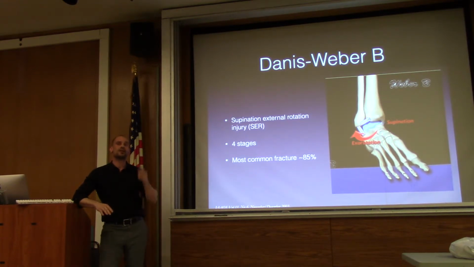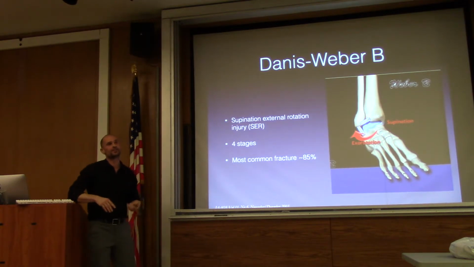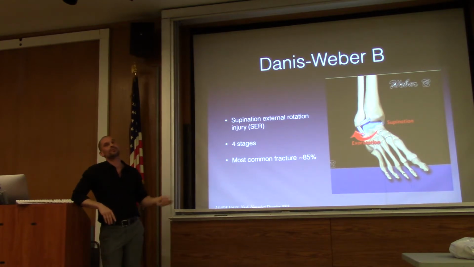Remember we looked at that oblique fracture fragment? That is what they end up having: an oblique fracture fragment in the distal fibula. You've got 4 stages, but this is what you're going to see. This is your bread and butter. This is the thing that comes in to you most often.